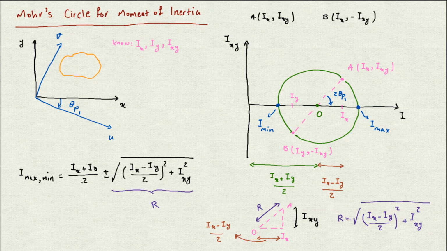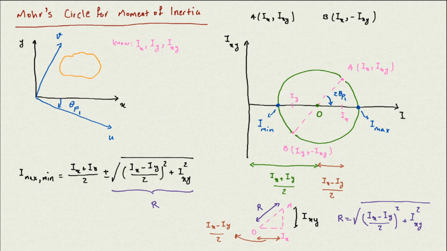And this is the location of the center. It tells me where the O is located, this part. And then this is the R. If we add the R to the location of the center of the circle, it gives us the I max. If we subtract the radius from the location of the center, it's going to give us the minimum value of the I.